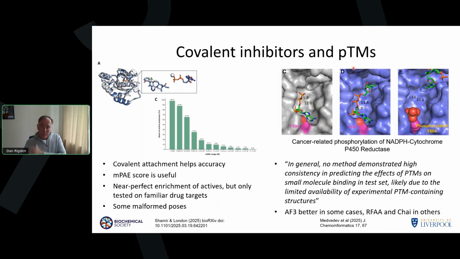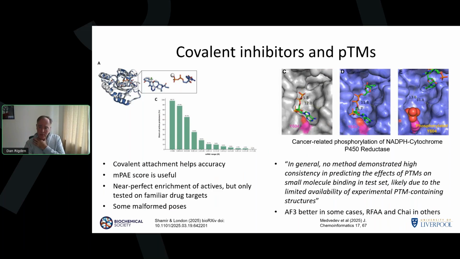AlphaFold 3 can model post-translational modifications. In this work, they were looking at PTMs versus drug binding, and nothing works terribly well. There were again some cases that work better with one tool than another. That message, as I gave you before: if one tool doesn't work, try another. It may work because there are differences between these tools.